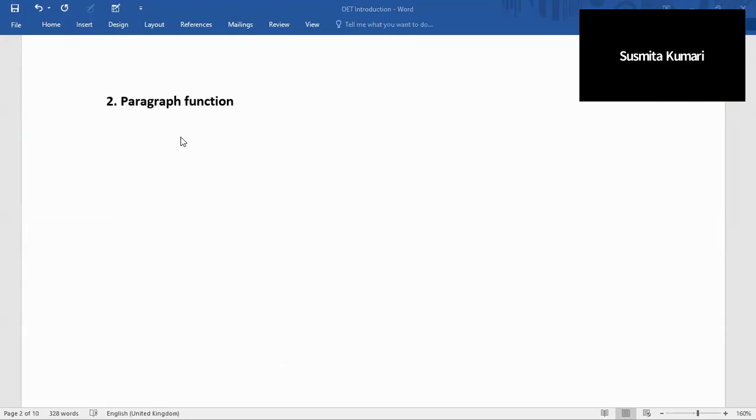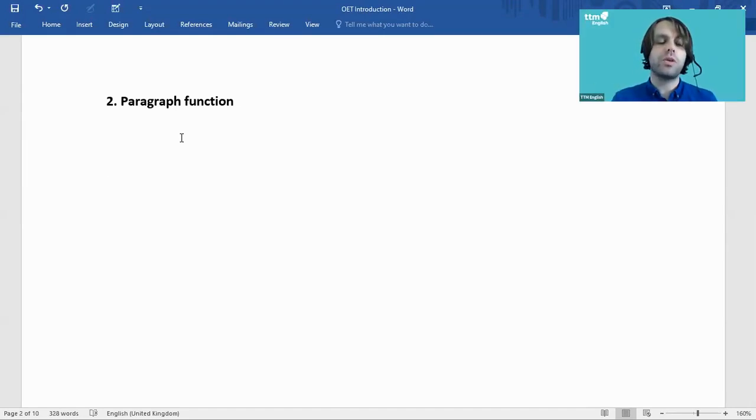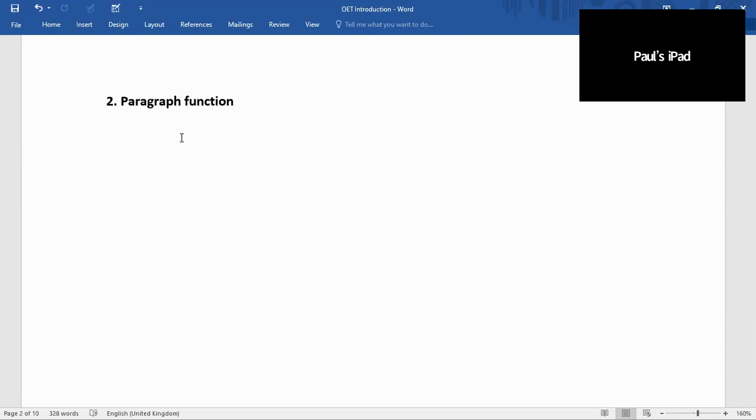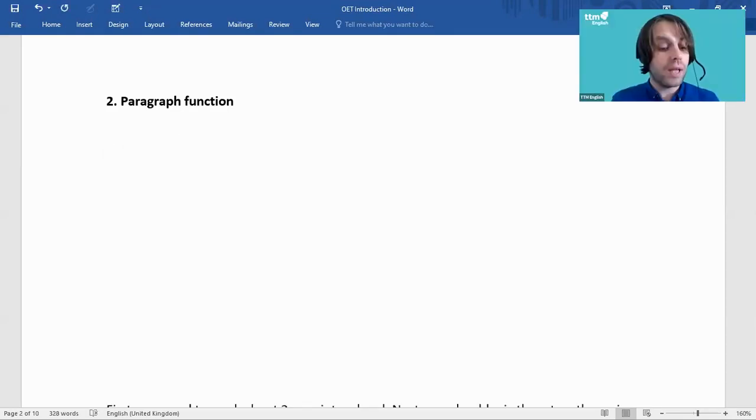What does that mean, paragraph function? Maybe it means each paragraph has a function. In OET it's useful to think about the functions of the paragraphs. But what does that mean specifically? I think it's the details that you include in a specific paragraph. That will help. Well, if you get clear about the function, then you know what details to put into the paragraph. That's kind of the idea.